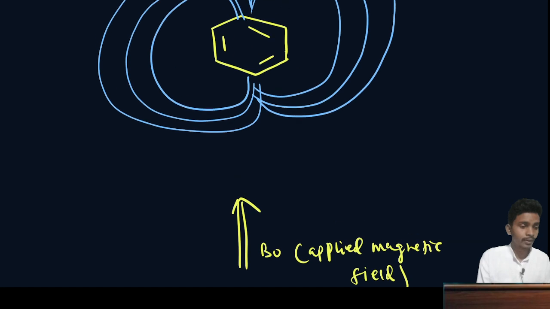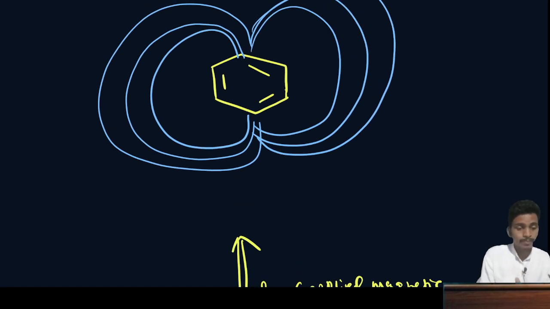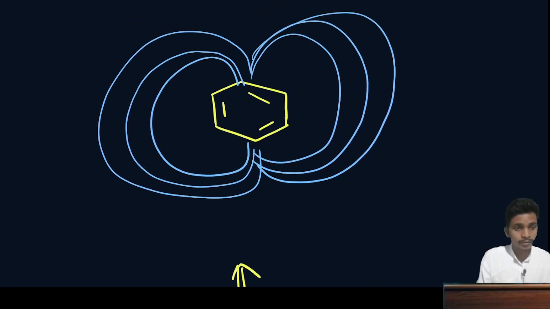So this is the applied magnetic field, and this ring current generates an induced magnetic field which is opposite to the applied magnetic field. It means that this ring current will be in this direction.